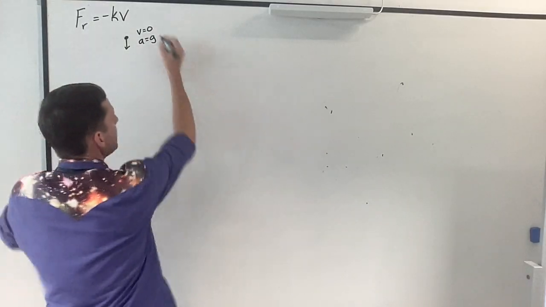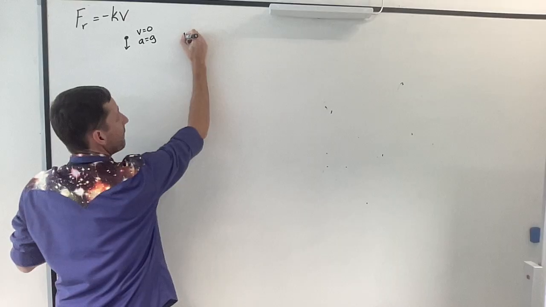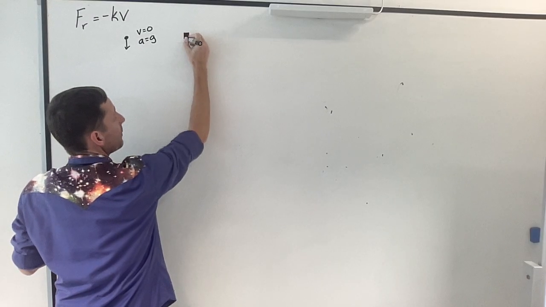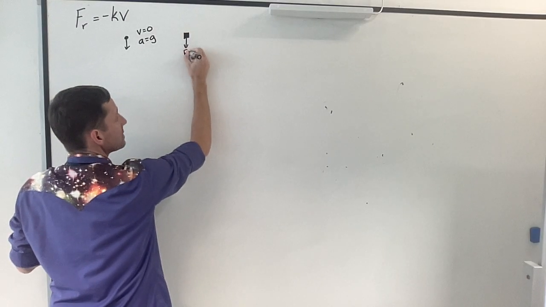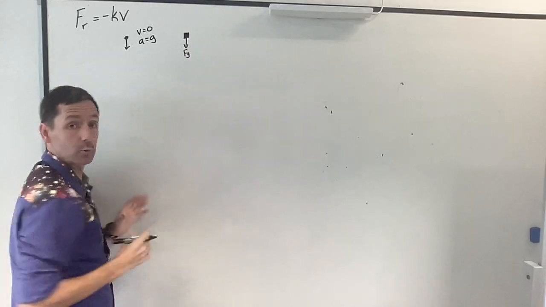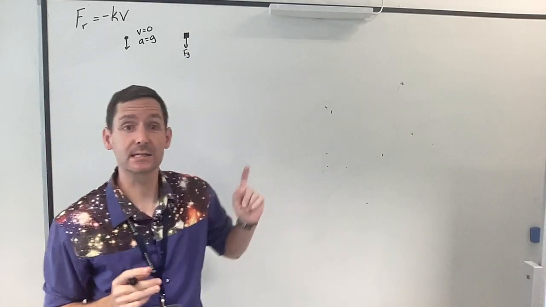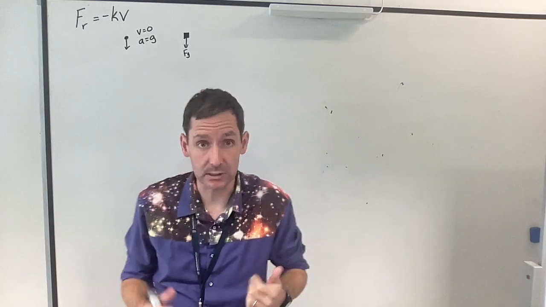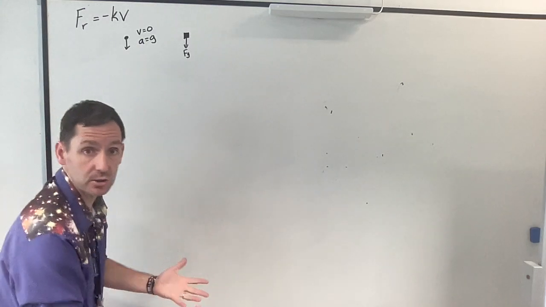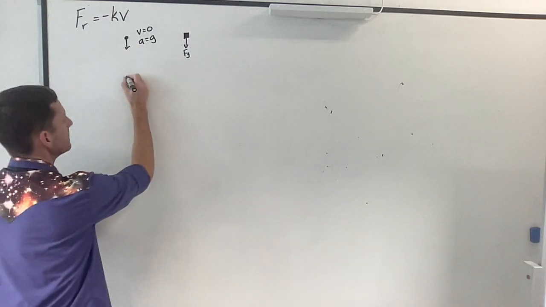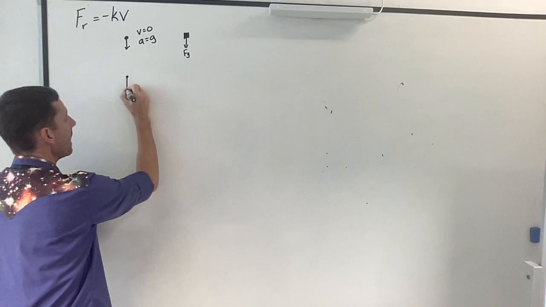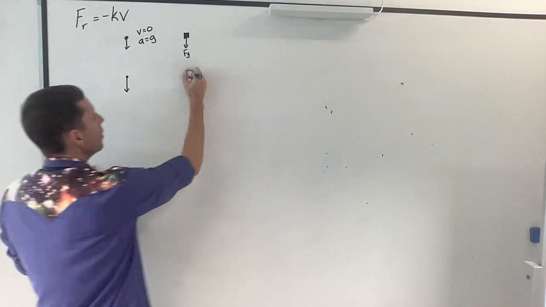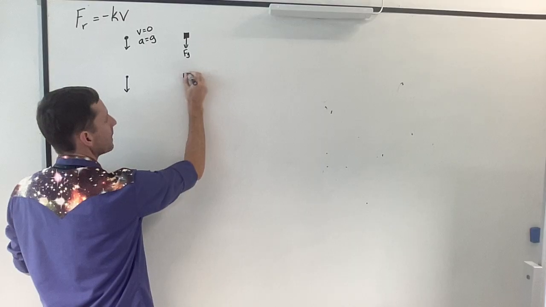At this point, because the velocity is 0, if I were to do a free body diagram, the free body diagram would have the force of gravity down and no resistive force, because remember, resistive force depends on velocity. If the velocity is 0, then there's no resistive force. But as that object falls, we would get to a point down here where we do have more velocity. What would the free body diagram look like?